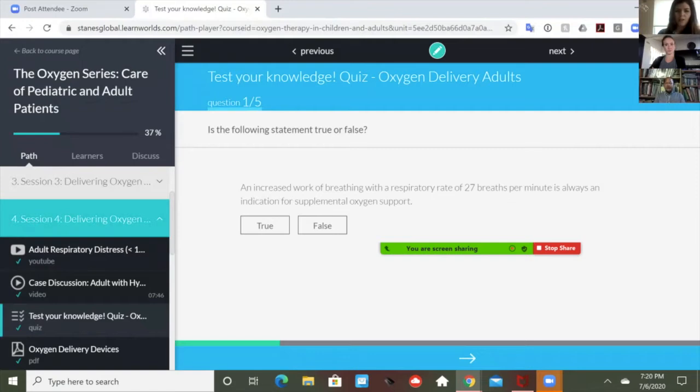Okay, can you guys answer this question? Is the statement true or false? An increased work of breathing with a respiratory rate of 27 breaths per minute is always an indication for supplemental oxygen support.